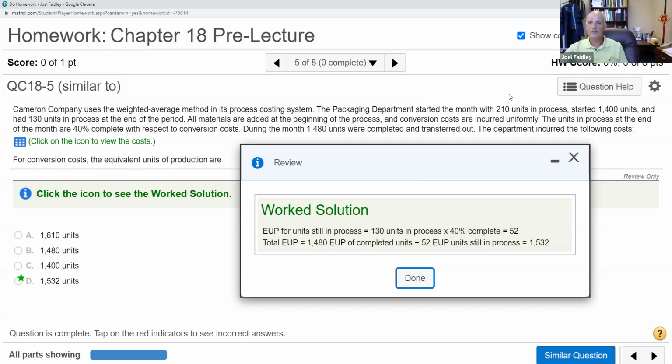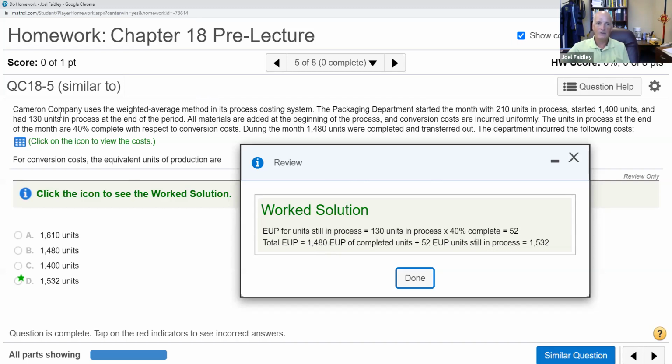So what's going on here? It says we had 210 units in process, started 1,400, so we had 1,610 at the beginning, and 130 units in process at the end. So how many units transferred out? Well, it looks like 1,480 transferred out, right? 210 plus 1,400, 1,610 minus 130 is 1,480. So 1,480 have been transferred out, and they're 100% finished. You can't transfer out something that's not finished. So 1,480 equivalent units or full units have been processed out.